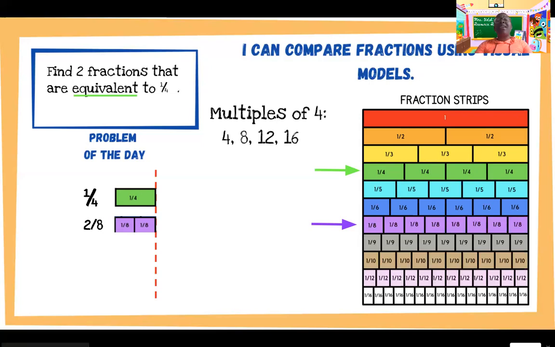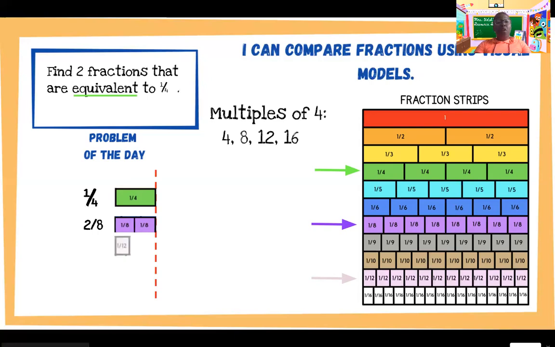Well, what was our next multiple of 4? That's right, it was 12. So that tells us that the denominator of our next fraction will be 12. Which fraction strip should we use? That's right, we're going to use the 12 pieces. And we need to figure out how many of them we need in order to get a bar that is the exact same length as our 1/4 and our 2/8.